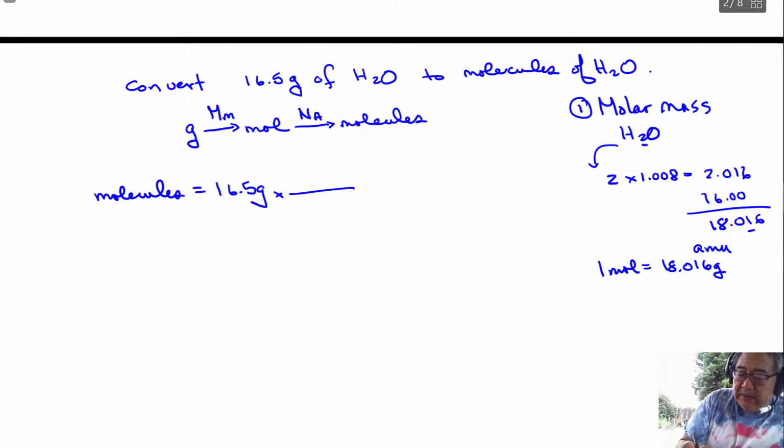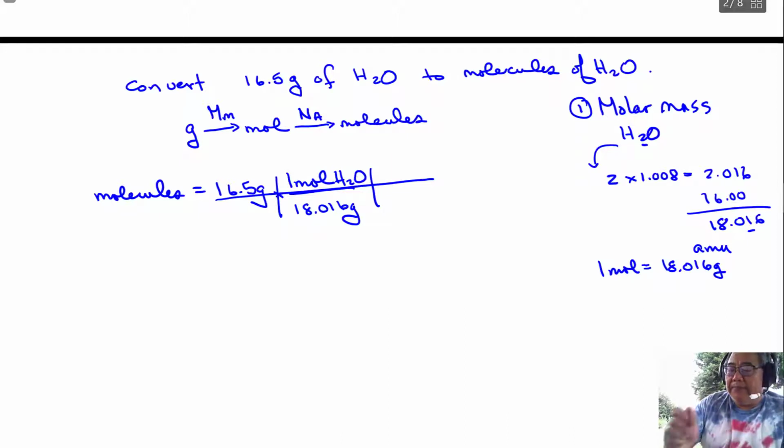All right, so I'm going to go like this. This is going to be my conversion, I'll do railroad tracks. This is going to be my conversion from grams to moles. I need to get the grams to cancel, so I'm going to put 18.016 grams at the bottom, and then 1 mole at the top like this, and this is of H2O. Now, to get to the molecules, then it's always Avogadro's number.